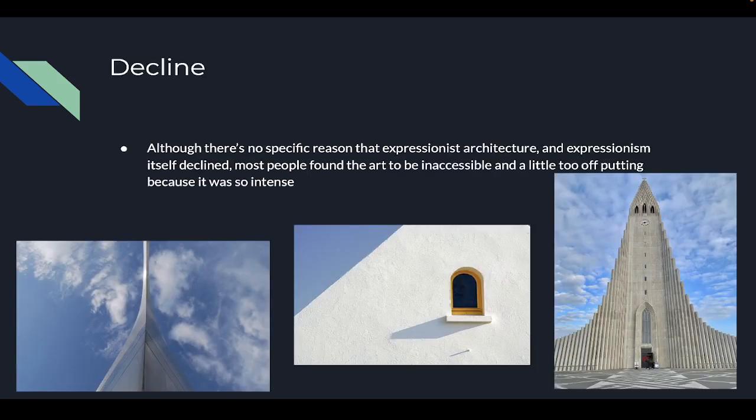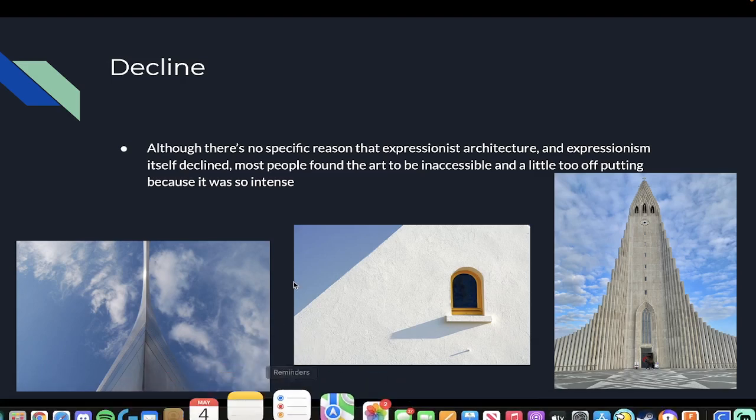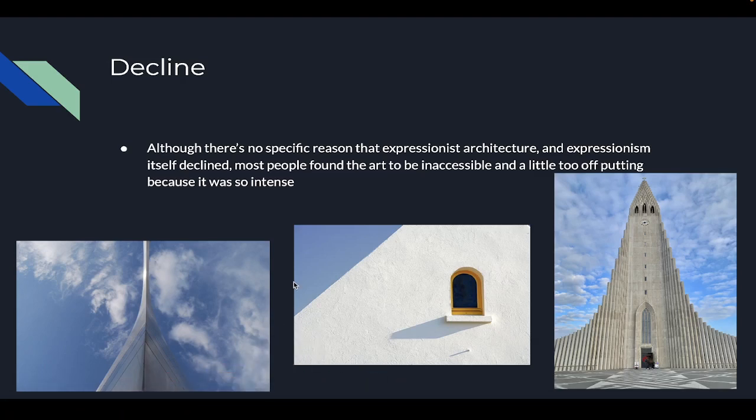So the decline of it. Although there's no specific reason that Expressionist architecture and Expressionism itself declined, most people found the art to be inaccessible and a little too off-putting because it was so intense. So a lot of people didn't really feel this kind of art, and some did, which is why it lasted for 20 years, but a lot of people didn't because it was so intense and so extreme. It was very hard to look at.